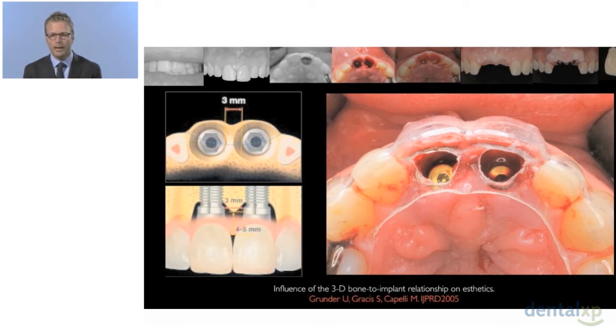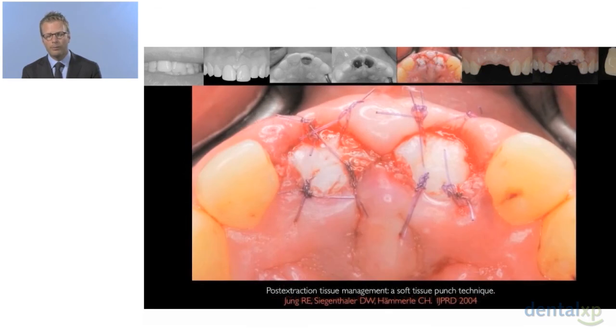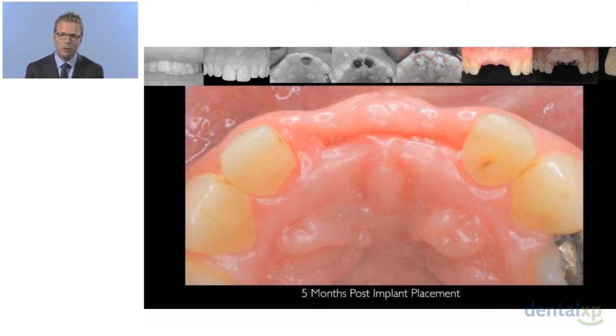I of course check for the correct three-dimensional position of my implants, and then, as I showed you before, I'm going to do a connective tissue graft which will increase the volume on the buccal aspect of my extraction socket, but as well is going to seal that socket. The problem is, as you can imagine, that after 5 months we are going to have higher resorption compared to just a single tooth.